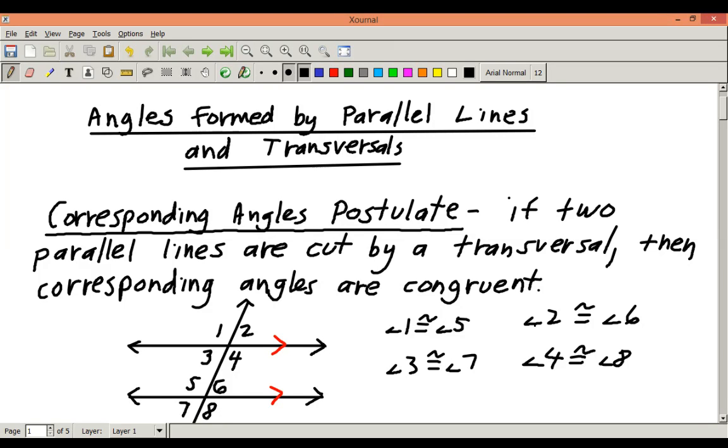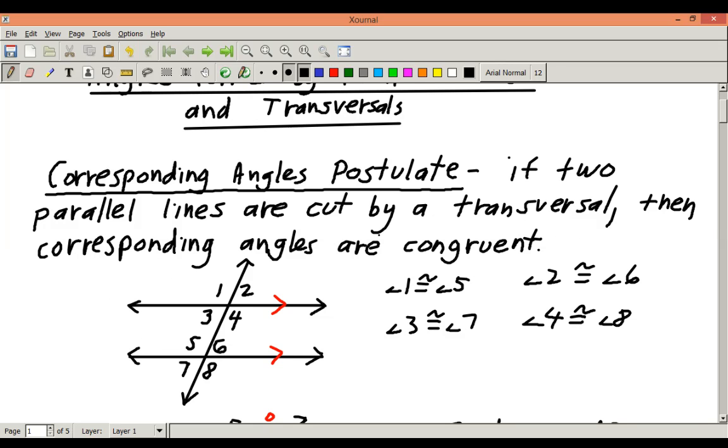So we'll be looking specifically at the angles formed when two parallel lines are cut by a transversal, and they have names, and they can be congruent or supplementary depending on the theorem. So let's take a look at what we got first here. The first topic we want to talk about is the corresponding angles postulate.